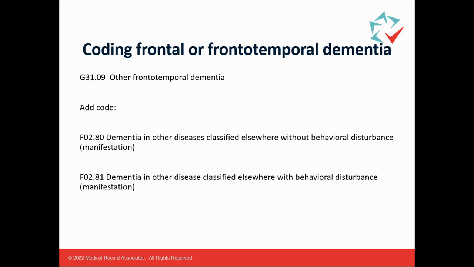So how do you code frontal or frontotemporal dementia? You'll be using G31.09, other frontotemporal dementia, and you will add code F01.80, dementia in other diseases classified elsewhere without behavioral disturbance, or F03.81, dementia in other diseases classified elsewhere with behavioral disturbance.